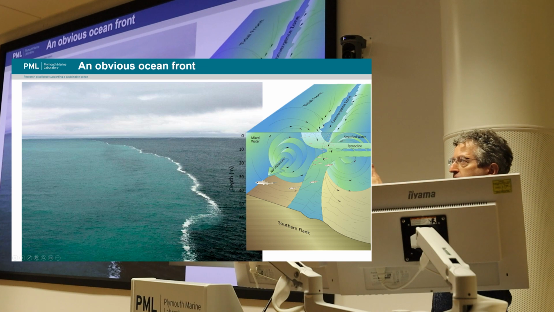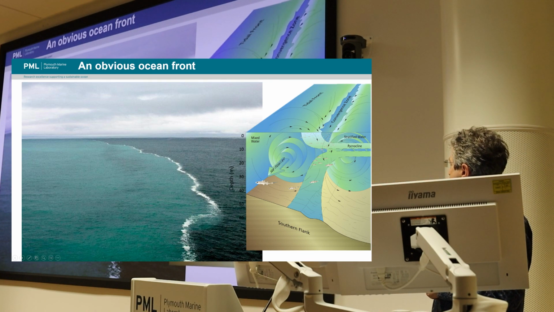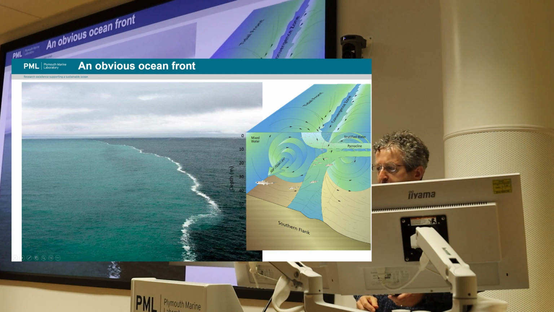Where it accumulates floating things like plankton, plastics as well. But yes, this makes it a hotspot for various types of marine life.